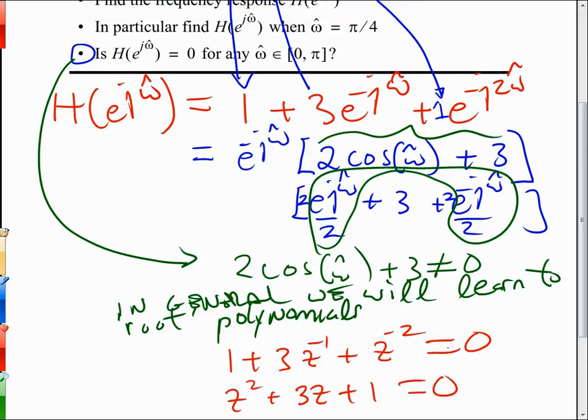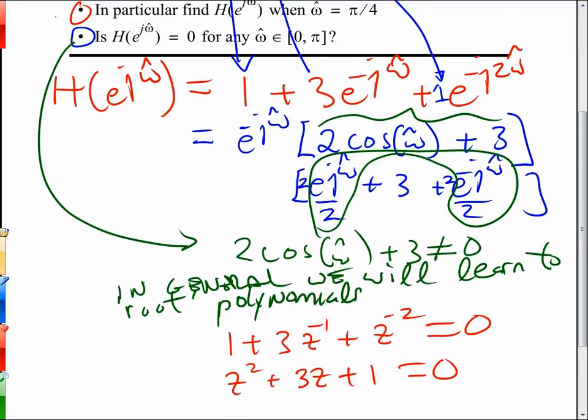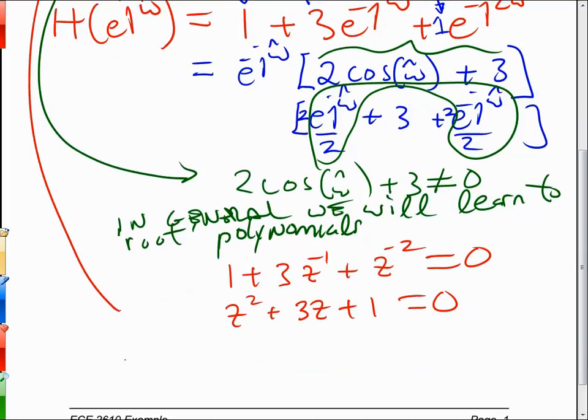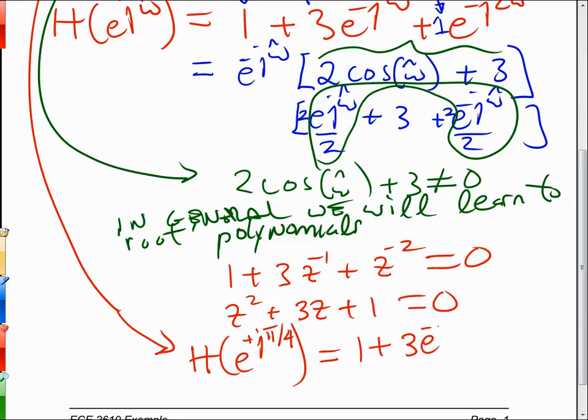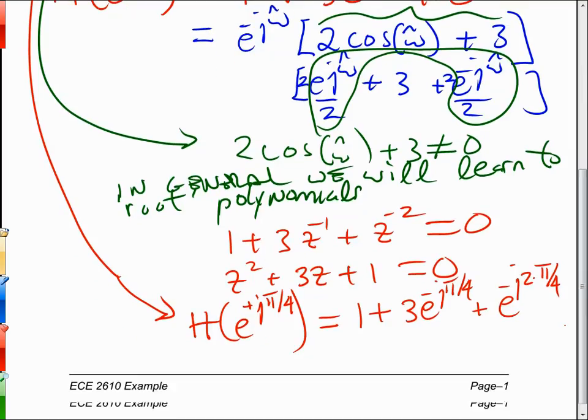Okay, what about the last question? What is the frequency response at a particular frequency, namely pi over 4? So to do that one, we just need to plug in that frequency. So if we started off with the original form, it'd be 1 plus 3 e to the minus j pi over 4 plus e to the minus j 2 times pi over 4. And now we have to pull out our calculator or do some trig stuff as a side calculation.